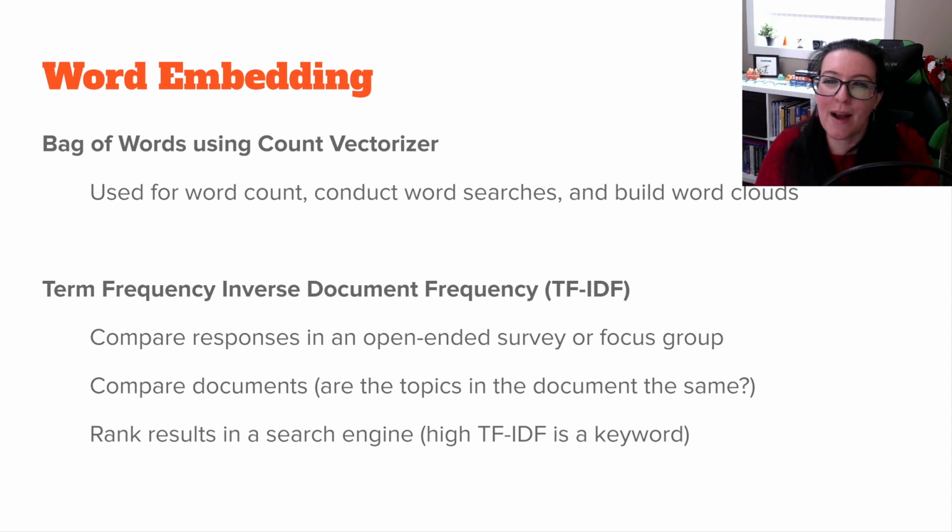We can use it to compare documents, and we have a video where we're going to do this, where we can look at multiple documents. Some are going to be on generative AI and some not on generative AI. Can it identify which document is about generative AI and which is not? So we can use that term frequency, inverse document frequency to compare topics across documents. And then, as I said, we can compare responses in open-ended surveys or in focus groups.